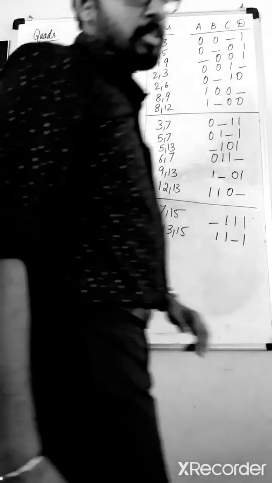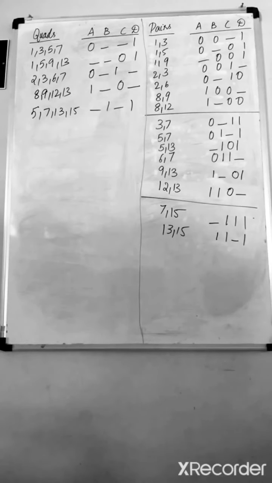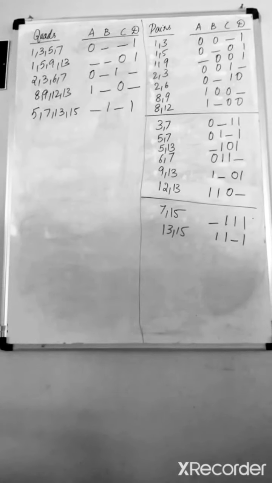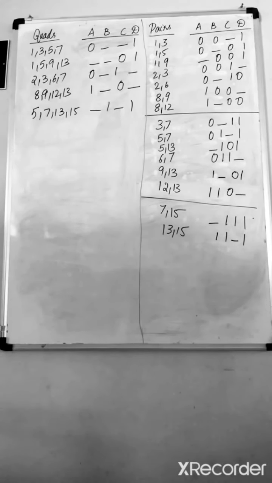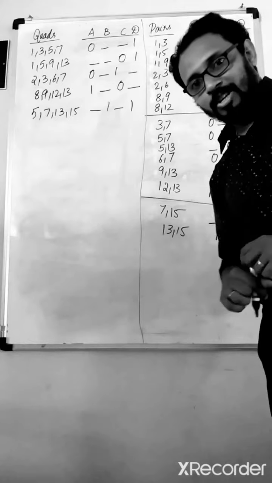Please check these values. Let me check the values. The answer: is it correct or not? 1, 3, 5, 7; 1, 5, 9, 13; 2, 3, 6, 7; 8, 9, 12, 13; and 5, 13, 7, 15. Yeah, 5, 13. Yes, it's correct. Please go through.